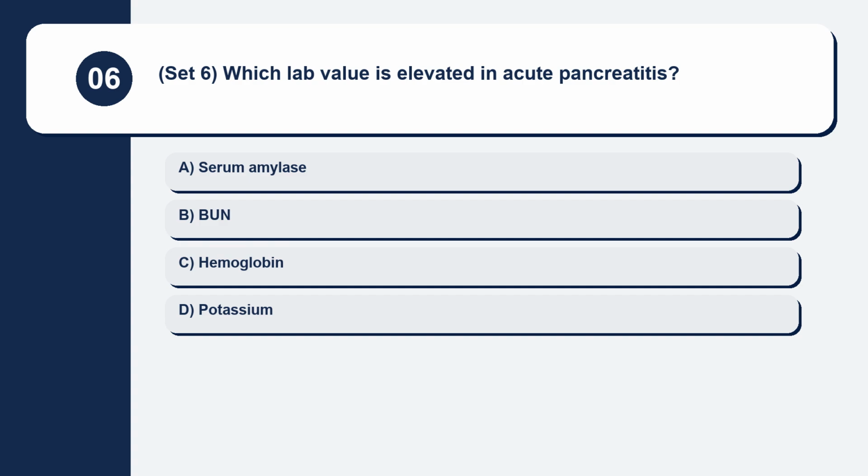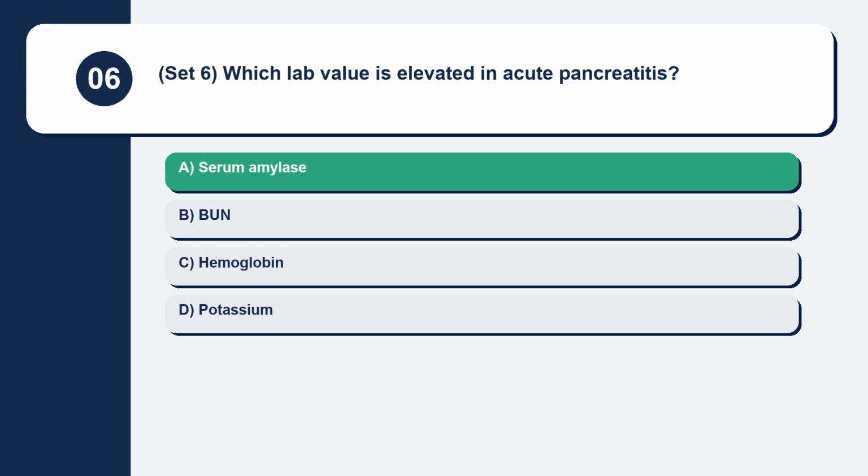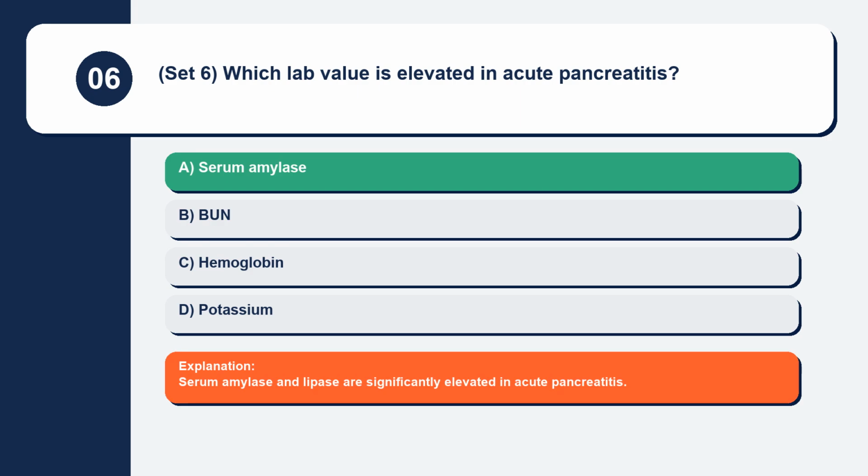Question 6. Set 6. Which lab value is elevated in acute pancreatitis? Serum amylase, BUN, hemoglobin, potassium. Serum amylase and lipase are significantly elevated in acute pancreatitis.